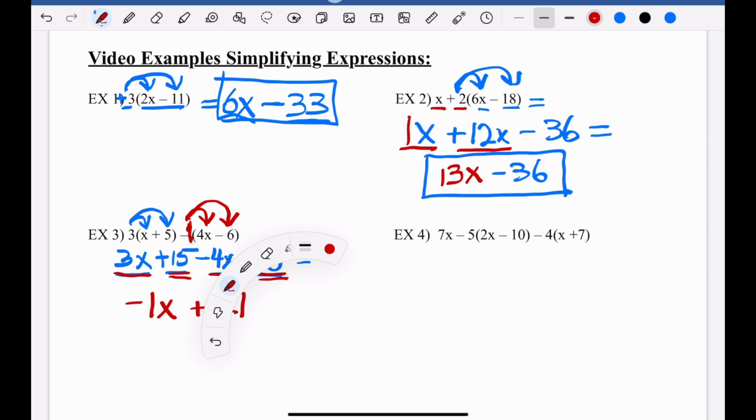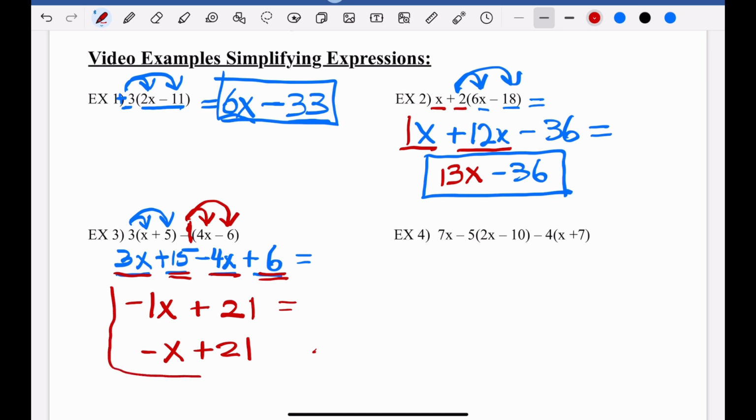You could write it like this, or remember anytime there is a sign and 1 in your expression, you can leave off the 1 and write this example like this. Both of these mean I have a negative 1x and a positive 21. So both of those are correct. The computer would accept it either way.